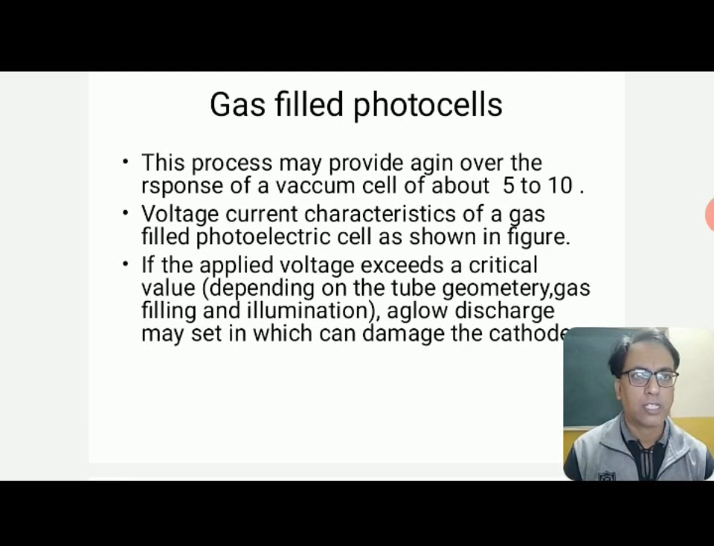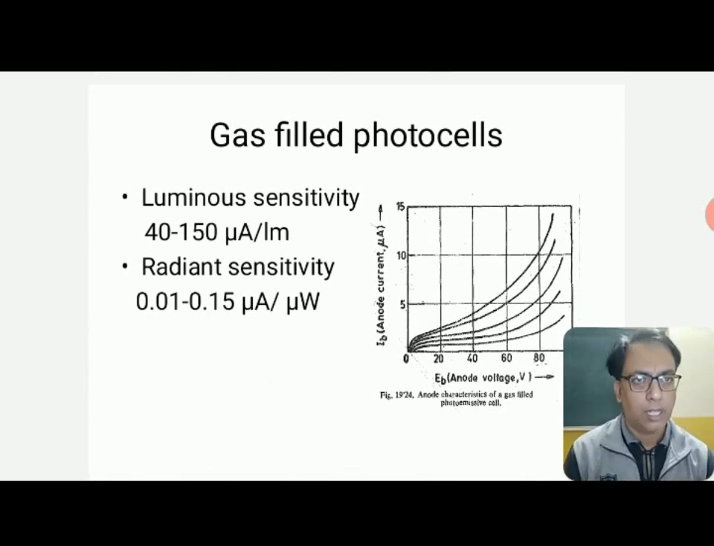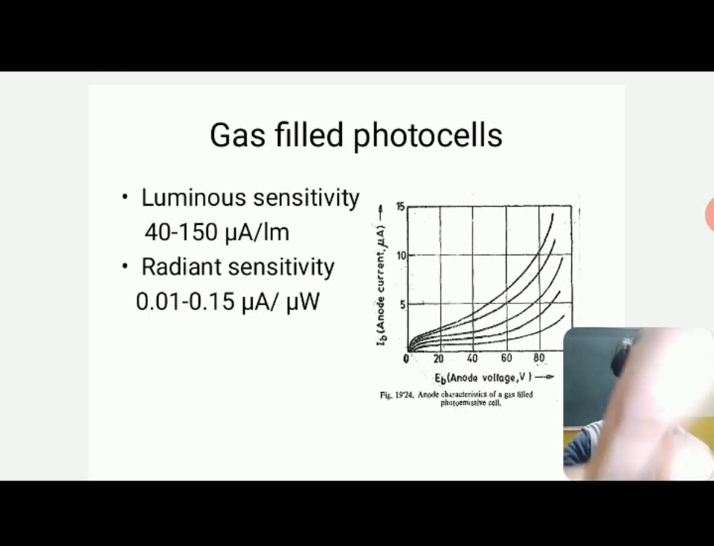The voltage current characteristics of gas filled photocells are shown in the figure. You can see that in the gas filled photocell, the current behavior with respect to the anode voltage changes a little bit. In the first case the curves get saturated, but in this case the current keeps rising as soon as you increase the voltage.